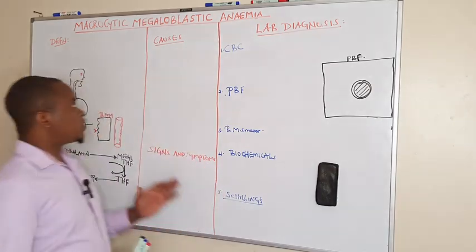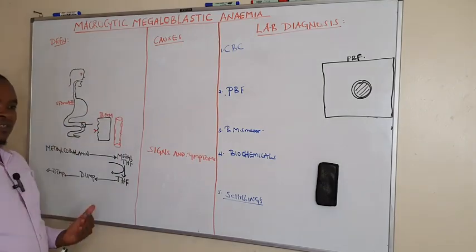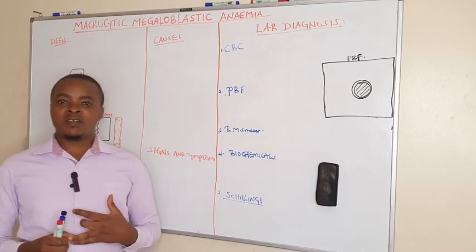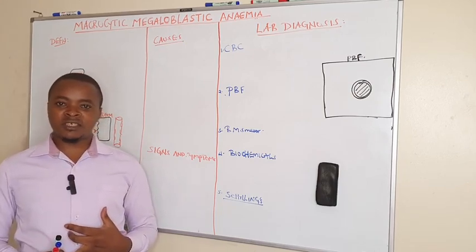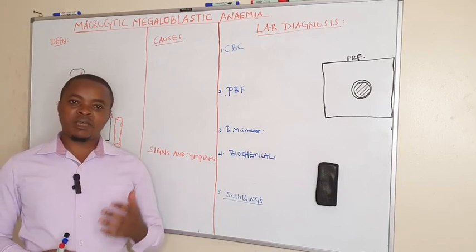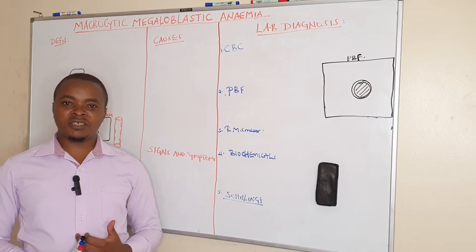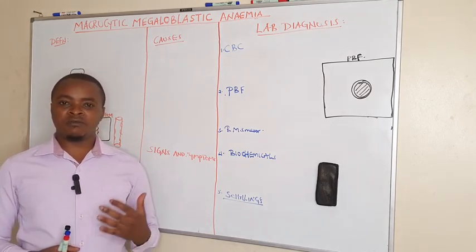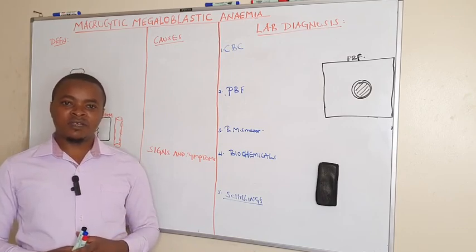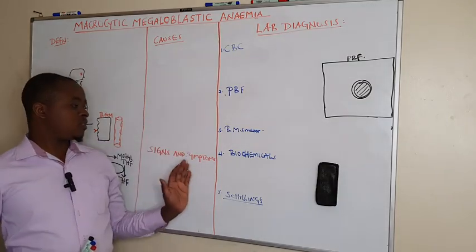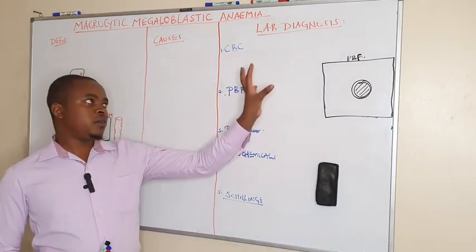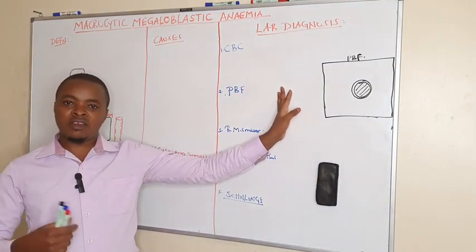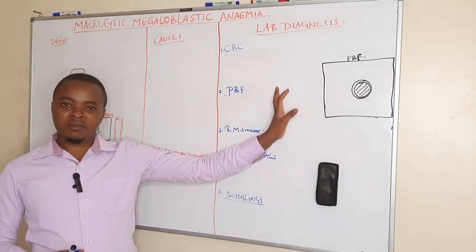So we're going to see what is the definition of macrocytic megaloblastic anemia. Then we are going to see what causes it. Those are the deficiencies, whereby it is majorly vitamin B12 and folate deficiency, whereby we're going to look at absorption and metabolism of these folate and vitamin B12. Then we shall look at the causes, signs and symptoms, and we shall explain much on the laboratory diagnosis, how you can confirm megaloblastic anemia.